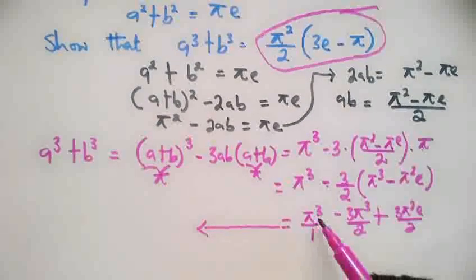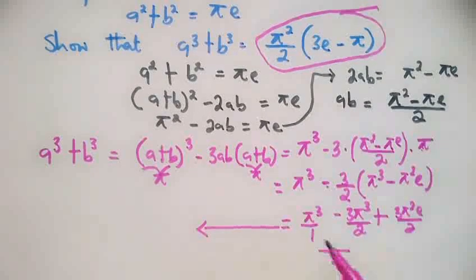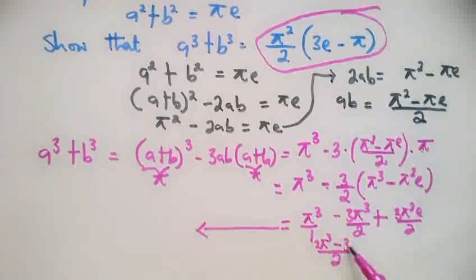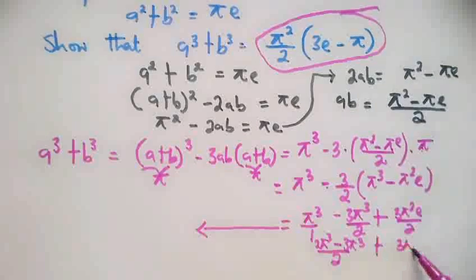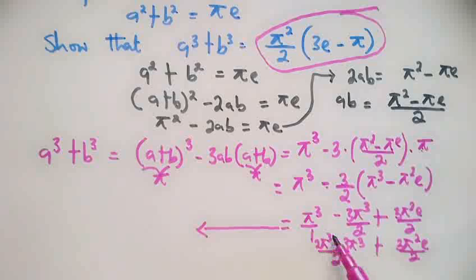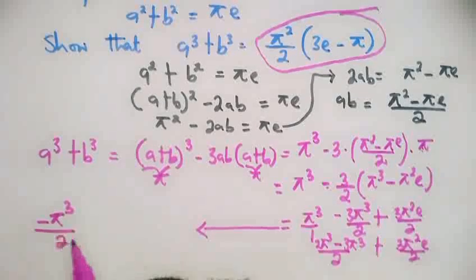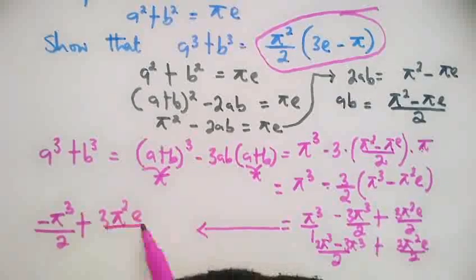Now if you look for the LCM of this and this, it is 2. 2 divided by this one is 2, 2 times this is 2 pi cube. 2 pi cube minus 2 divided by 2 is 1 times this, 3 pi cube. Then plus 3 pi squared a all over 2. Now 2 pi cube minus 3 pi cube is negative pi cube. So we have negative pi cube all over 2, then plus 3 pi squared a all over 2.